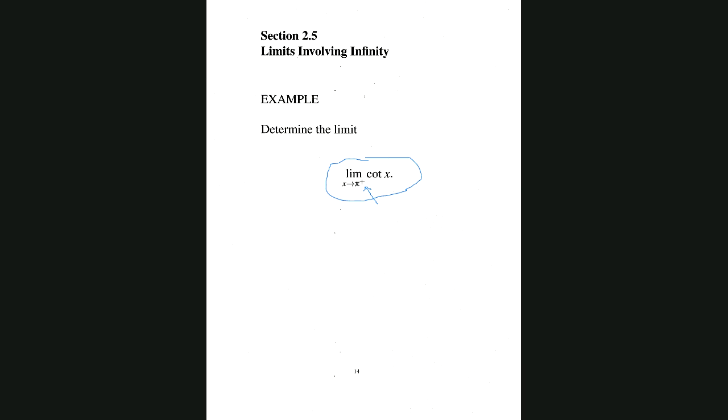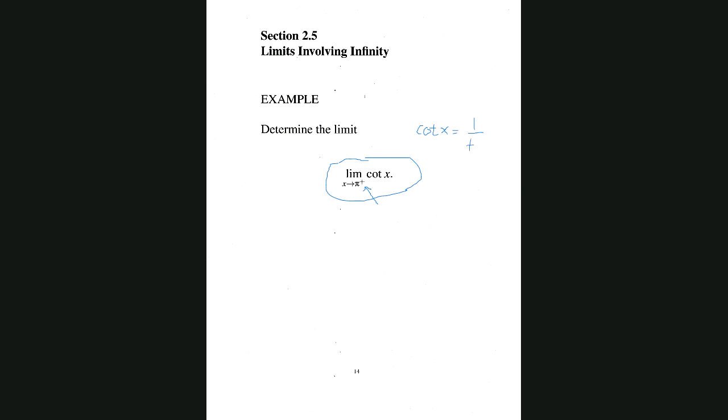So what we're going to do here is graph the cotangent. But the cotangent of x is equal to 1 over what? Think of your trig days. 1 over the tangent. That's right.